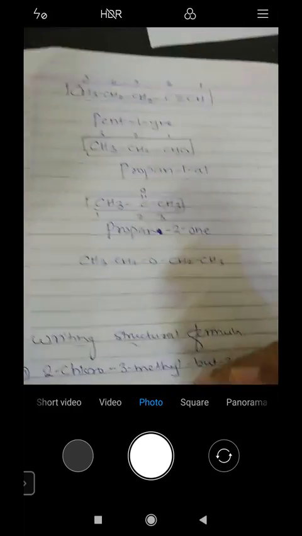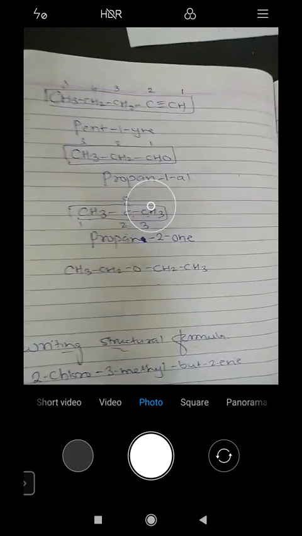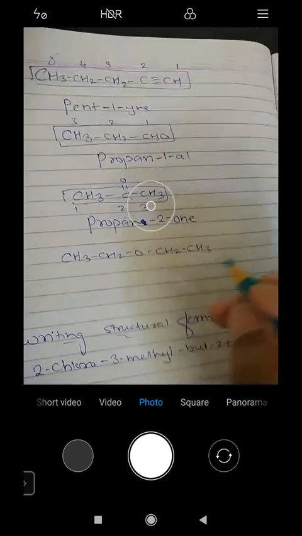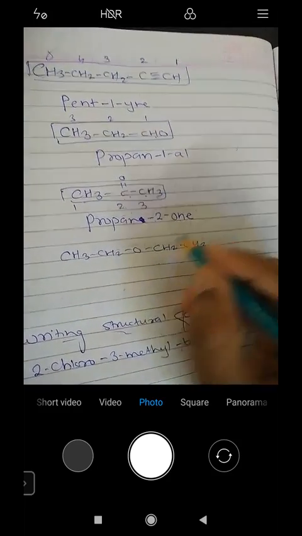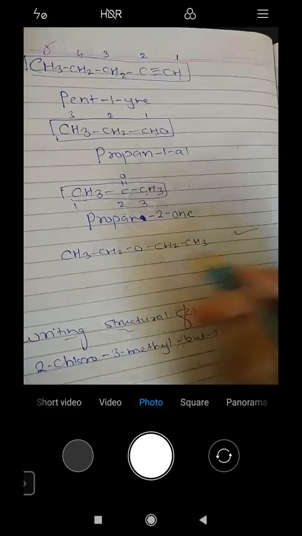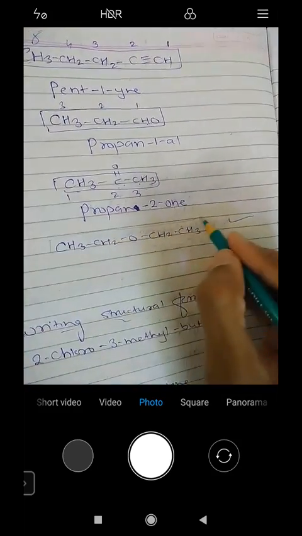Right now you can do it by yourself. Numerous examples are given in your textbook, so you can do it by yourself. Now this question is a little bit different. You can't select the chain like this, because this is an ether. So the method for ether is different.